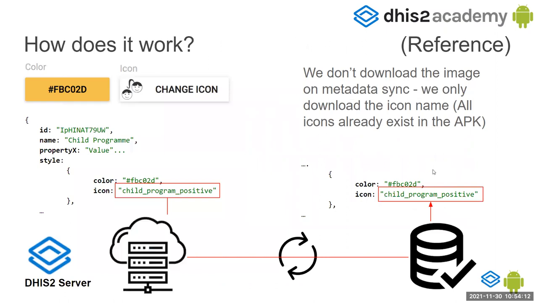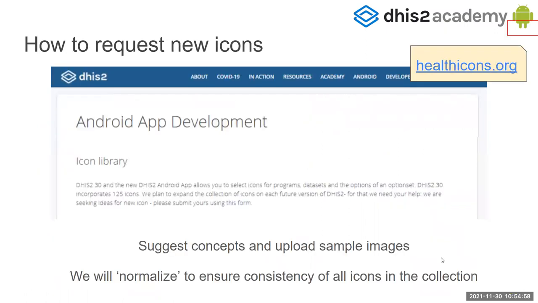How does this work? We really want you to know that using icons and colors do not increase the bandwidth that the application consumes when you use it, because we do not download the icons. What we download, as you can see here, is the name of the icon and the code of the color, and then the icons are already stored or saved, let's say, in the Android SDK, in the application, and they are not very heavy. They are SVG files, and you can use as many as you want. The bandwidth consumed when syncing the metadata will change almost nothing. So don't worry about using icons, even if you are in a very restrictive setting.